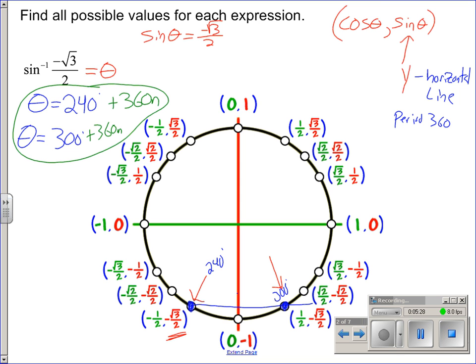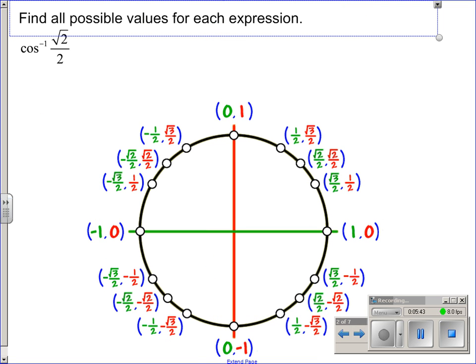Okay, we're looking for, in this problem, the negative square root 3 over 2. Because it's the inverse sine, we're looking at the y value to be negative square root 3 over 2. There's our two main answers. Add the 360n to both of them.